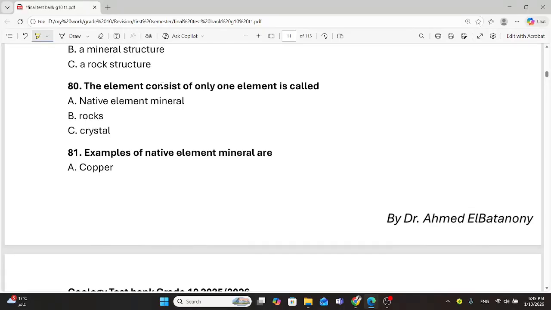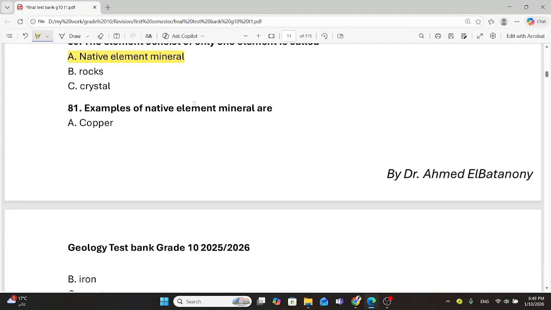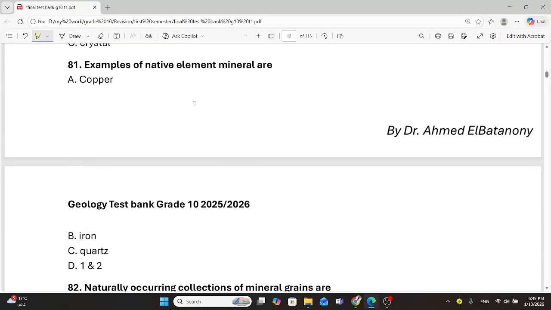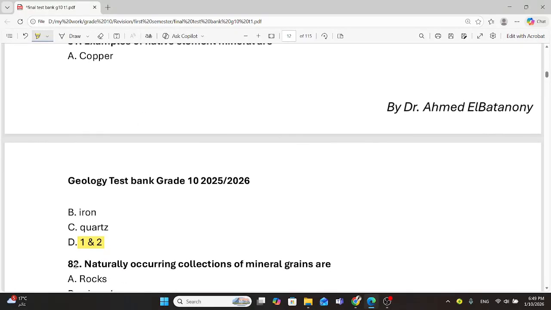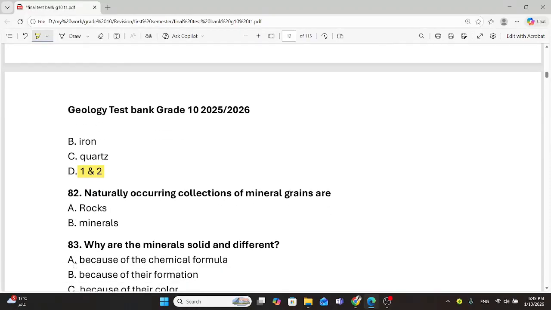The mineral that consists of only one element is called native element mineral. Examples of native element minerals are copper ولا iron ولا quartz ولا copper and iron. ليه؟ لأن quartz component يعني فيها عنصرين.